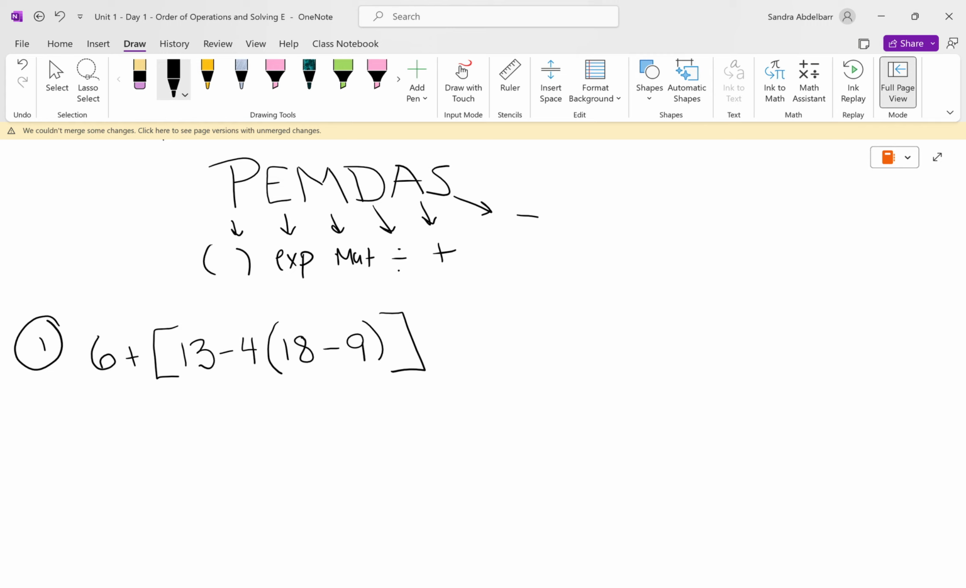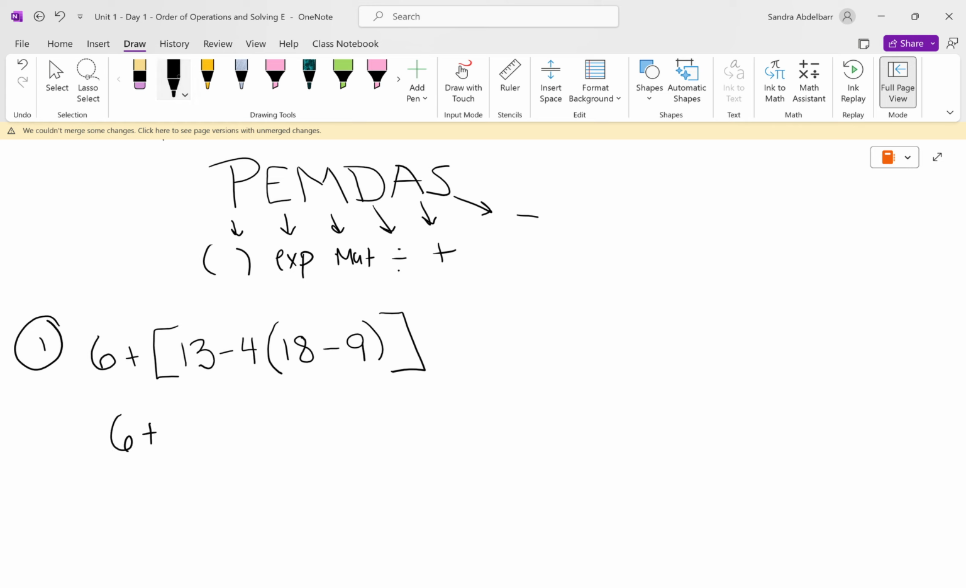We're looking at our parentheses first. I have multiple sets of parentheses because the brackets count as parentheses, right? I think that's why they changed it from P to G. They just mean anything that groups things together, meaning the parentheses. So we have the brackets, we have the parentheses. When you have multiple pairs of parentheses, you go from the innermost parenthesis first. So I'm starting here. We're going to go 18 minus 9.